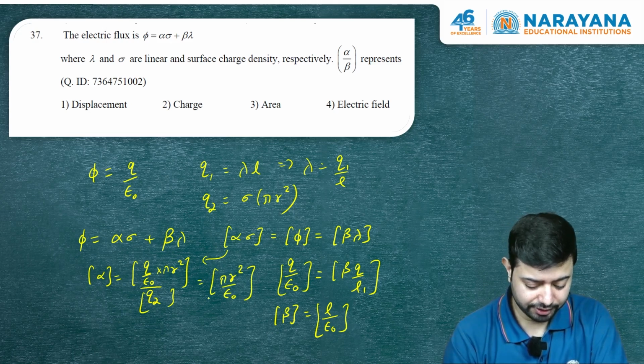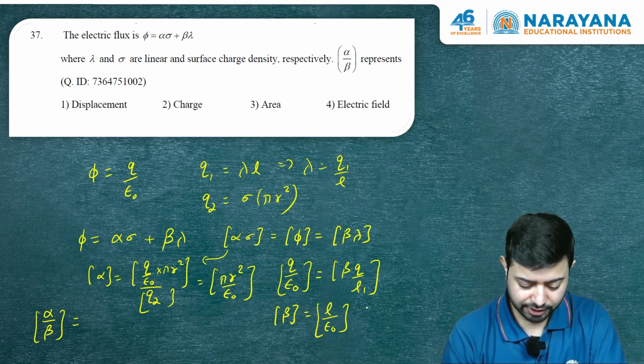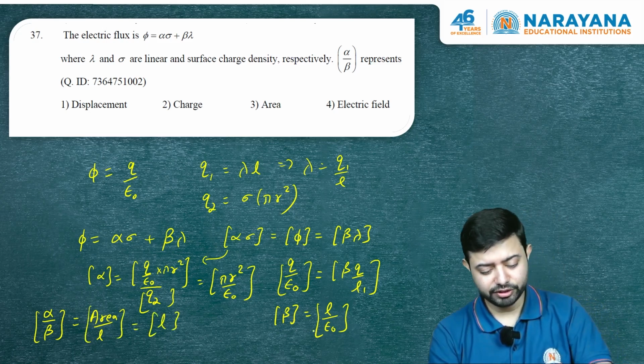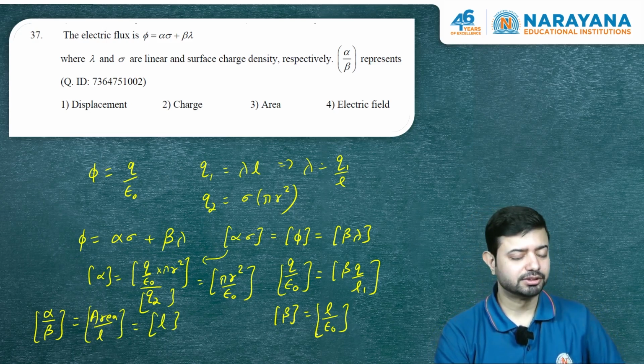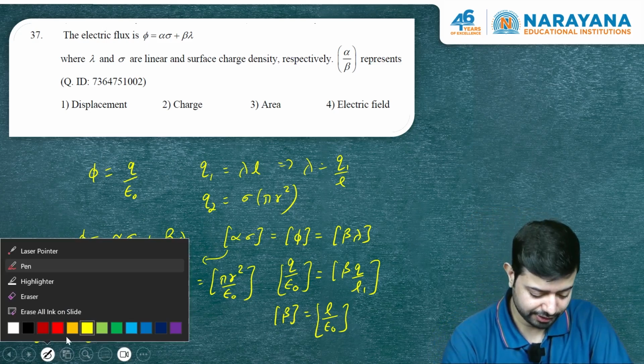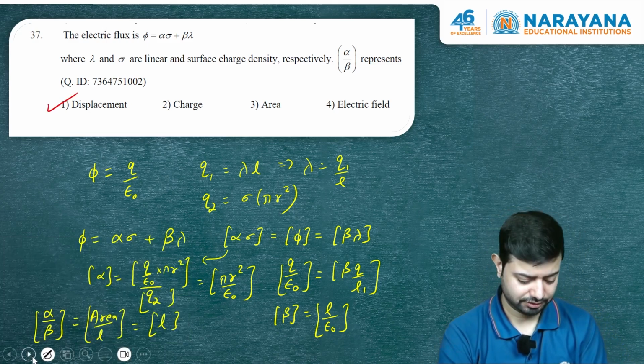So, I think now you can get the ratio alpha by beta. What should be the dimension formula of alpha by beta? Well, it will be area upon length, and that is nothing but length. One of the options has the dimension formula of length, and you can easily find that one, and that is nothing but displacement. Okay, so I hope it's clear.